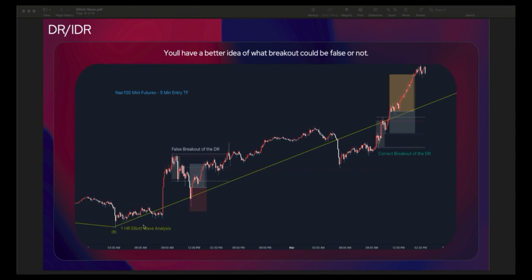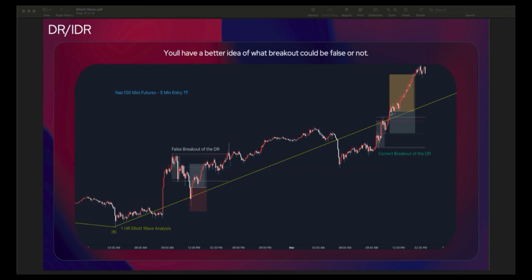So what do we have here? We can tell that wave B has finally finished forming by these candlestick patterns or the consolidation. And what do we have here? A false breakout of the DR. So if you took this trade, you would have gotten stopped out. But if you used Elliott Wave, you would have waited for a breakout to the upside. And in this case, we had a nice breakout to the upside from the DR.